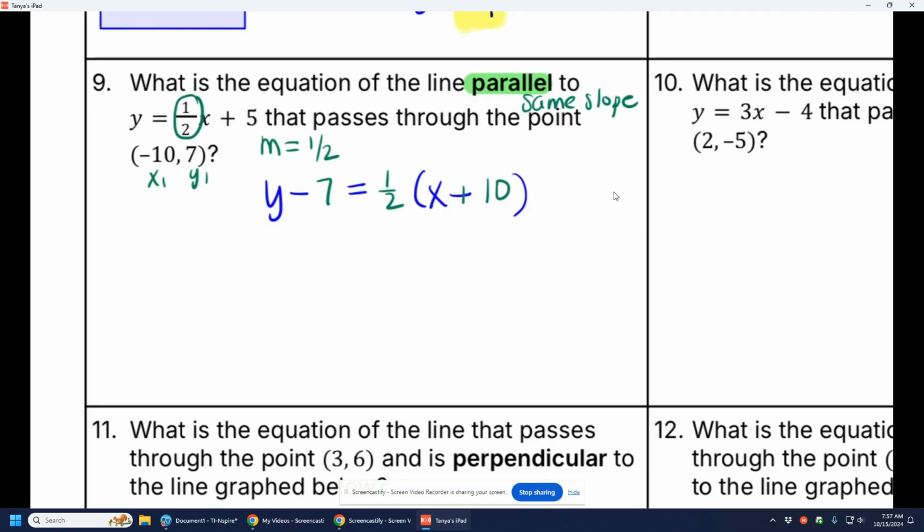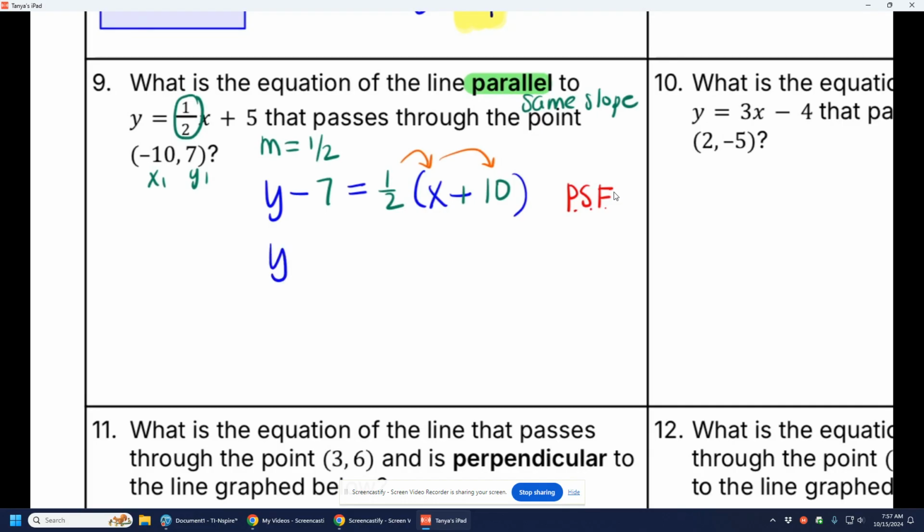Honestly, you should look at your answer choices, and if they are in point slope form, so I'm going to put PSF, they would look like that. So you might be done. But looking at your answer choices, if they don't look like this, that means that we need to keep simplifying. So I'm going to distribute first. That way we can get rid of those parentheses.